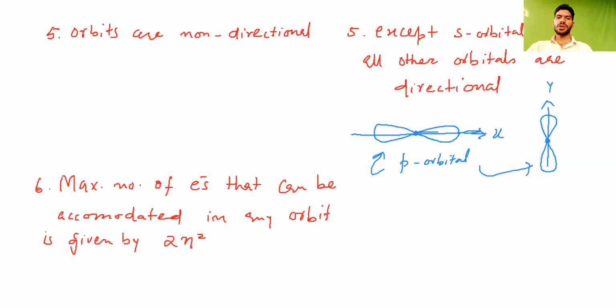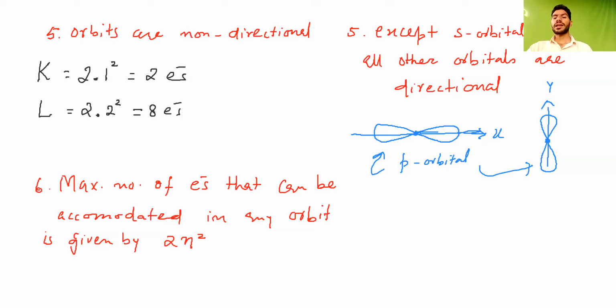For example, for the K shell, you remember that the n value is 1. So 2n square is 2 into 1 square, which is equal to 2. Then I have the L shell, whose n value is 2. So you write 2 into 2 square. 2 square is 4, 4 into 2 is 8. So the maximum number of electrons that can be accommodated in K is 2, and in the L shell it is 8 electrons.